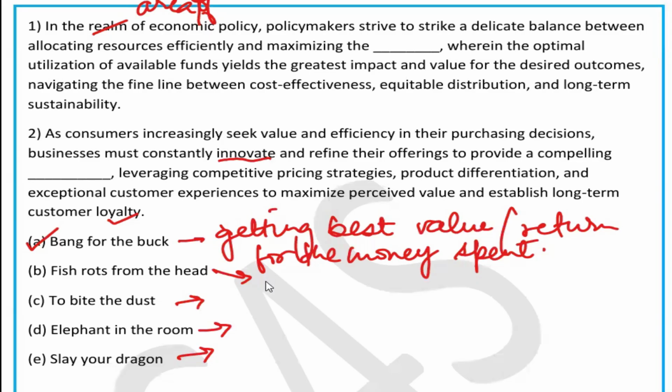Fish rots from the head. Now, fish rots from the head actually means that when an organization or a system fails, it is the leadership that is the root cause. The root cause of any organization's or system's failure is the leadership, the leaders who are responsible for the failure of an organization. Fish rots basically is a negative term, so you can say this is related to failure.